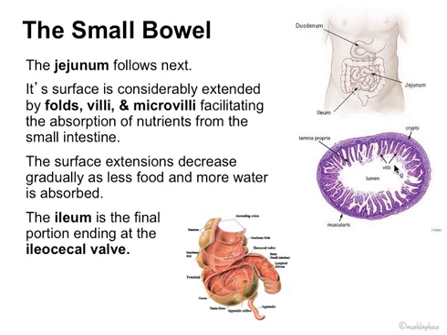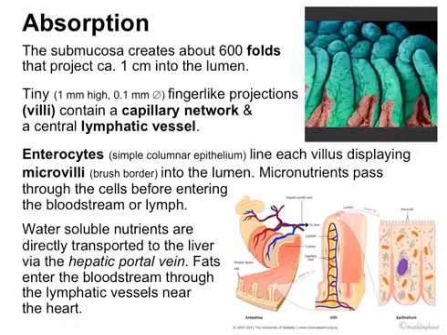So the surface extension then decreases gradually as we get further away, as we need to absorb fewer nutrients, but we absorb more and more just water. And that's more happening in the ileum, the final portion of the small intestine that then ends in the ileocecal valve, right in this area here. And that's what we're going to go to next. But first, we're going to look at absorption.